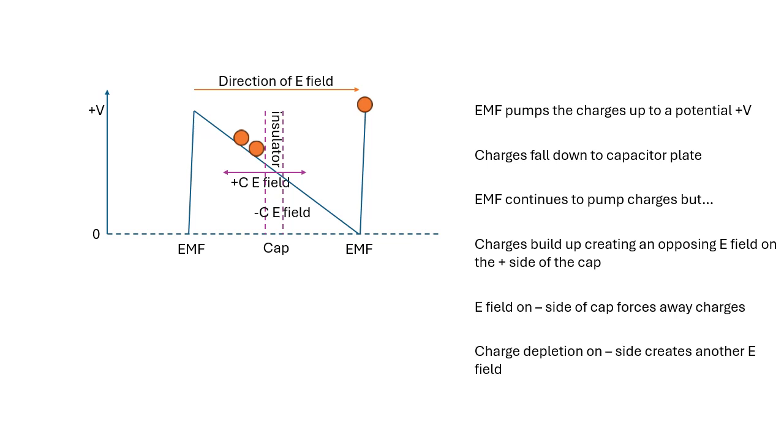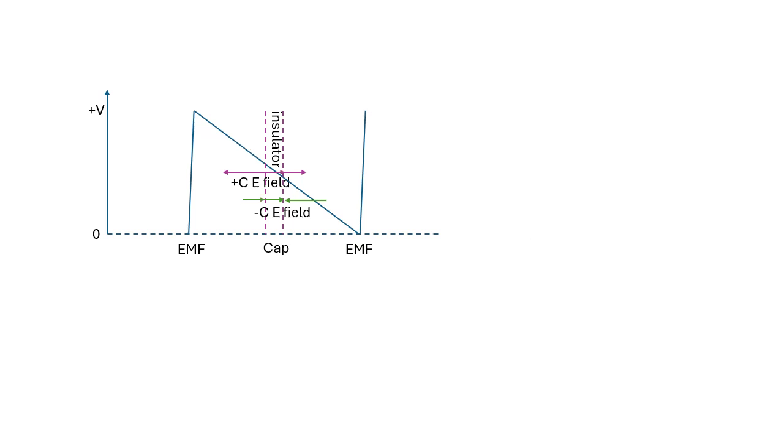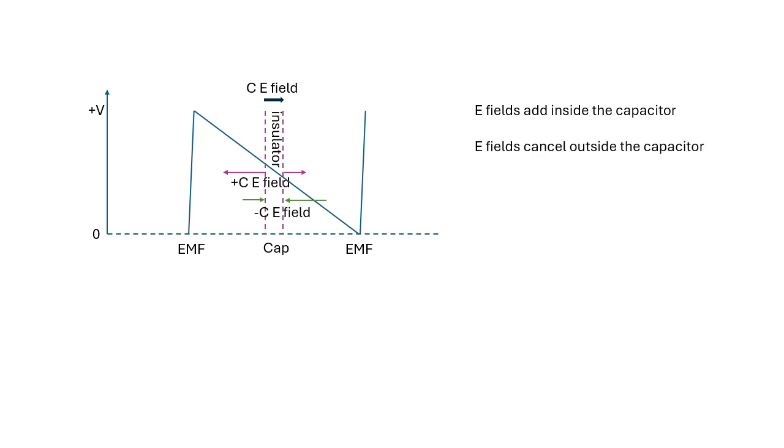The charge depletion on the negative side, of course, creates its own electric field, which points towards the negative plate. The two plates both cause an electric field pointing to the right inside the capacitor. So these electric fields add, and we have a strong electric field within the capacitor. However, outside the capacitor, the electric fields point in opposite directions. So these electric fields cancel.